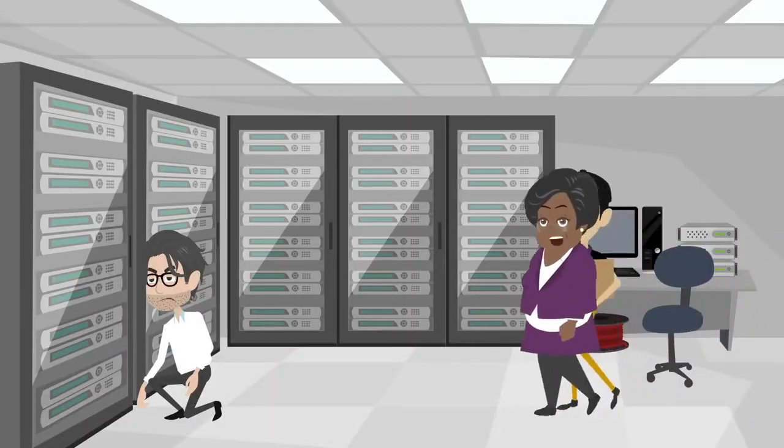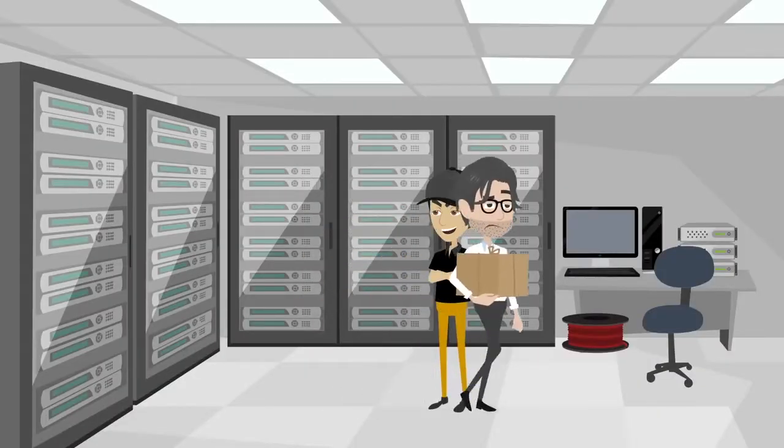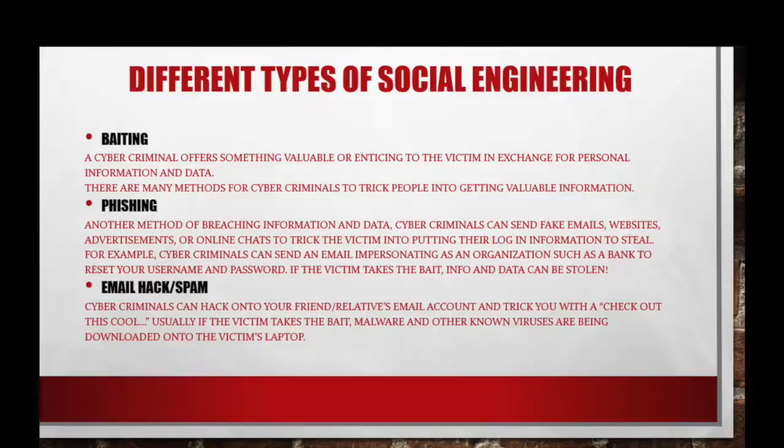A social engineer with a building access card or code may physically enter a building with discretion, access data, steal belongings, or even harm people. Different types of social engineering involve baiting, phishing, or email hacks/spams.